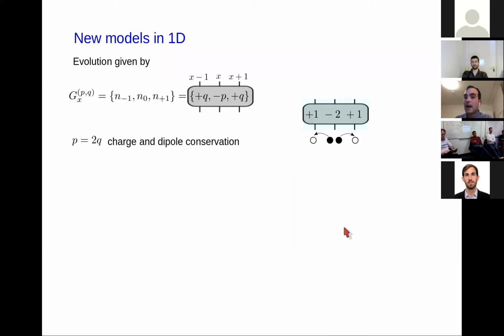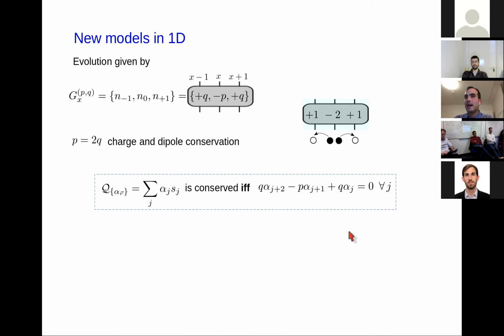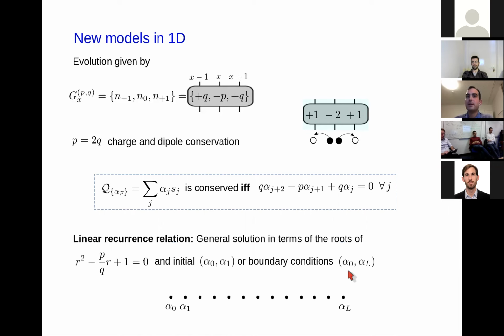However, what is more interesting is what happens for any random choice of q and p. Is there such a conserved quantity? And what you find is that answering that question is exactly the same as being able to solve this linear recurrence equation for the weights that appear in this modulated symmetry. You notice that this is a linear recurrence equation, so we can always solve it by finding the roots of the associated characteristic equation that can be written as a function of p's and q's, and after we fix some initial conditions or some boundary conditions.